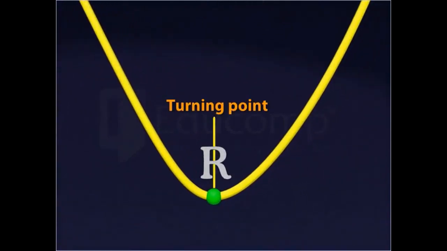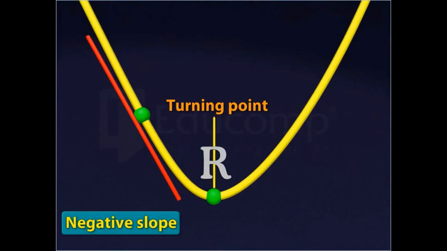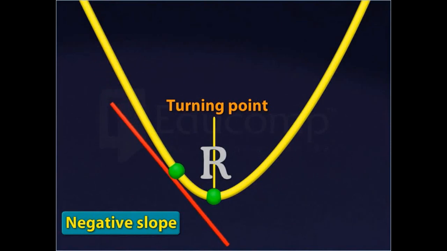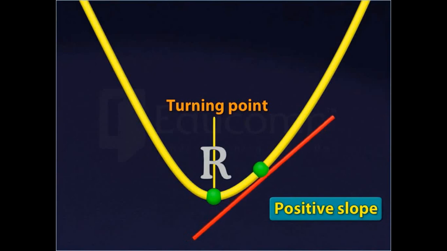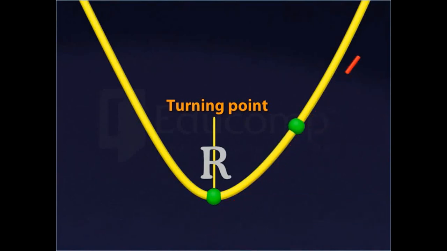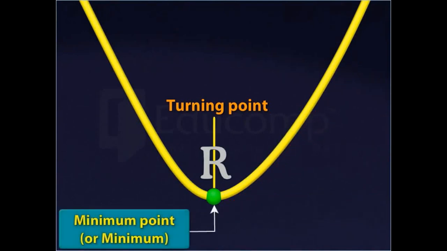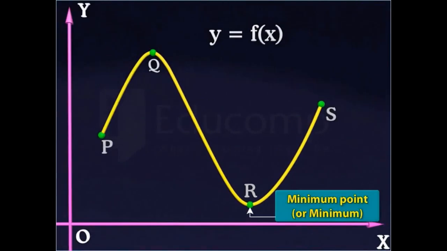In contrast, when the slope of the curve at the points just before the turning point is negative and just after the turning point is positive, the turning point is called a minimum point or simply minimum because it represents the minimum value of the function.